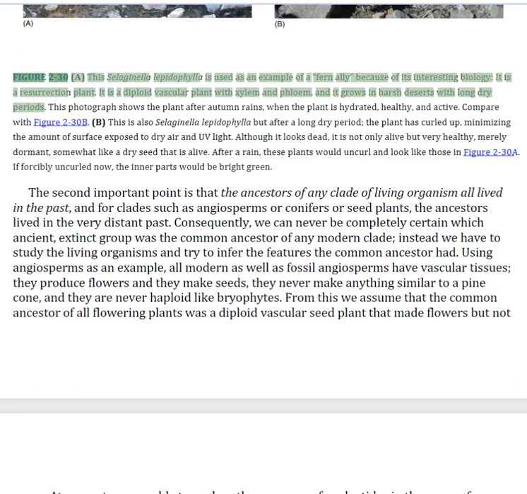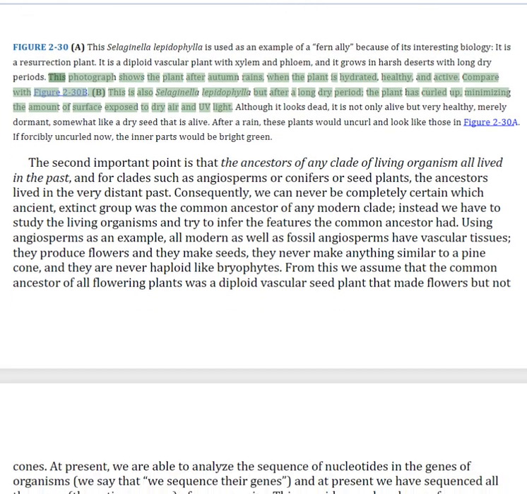Figure 2:30. This Selaginella lepidophylla is used as an example of a fern ally because of its interesting biology. It is a resurrection plant. It is a diploid vascular plant with xylem and phloem, and it grows in harsh deserts with long dry periods. This photograph shows the plant after autumn rains, when the plant is hydrated, healthy, and active.